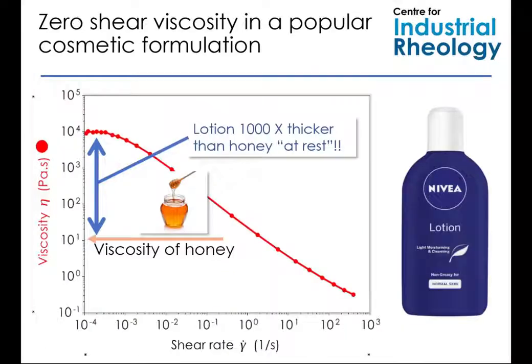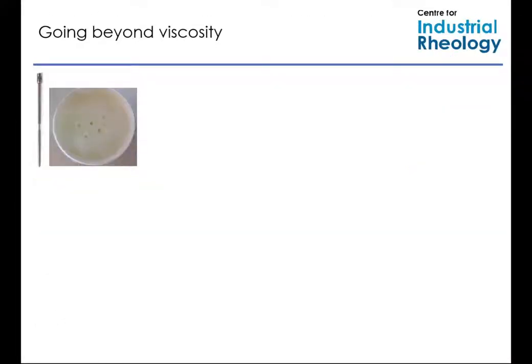And in fact, your colleagues and competitors are already using this strategy. This is a real-world example of a best-selling product that uses a high zero shear viscosity and rapid shear thinning behavior effectively to achieve stability without sacrificing on desired appearance and texture. The zero shear plateau of this body lotion is 1,000 times thicker than honey at rest, but this rapidly shear thins to a much lower viscosity during application.